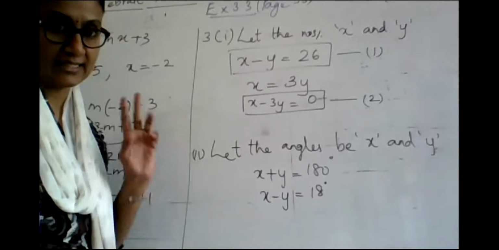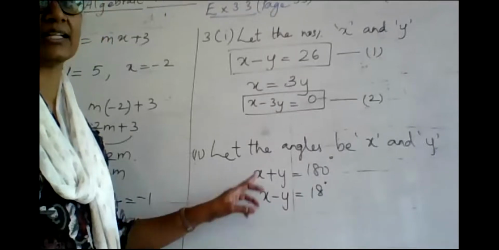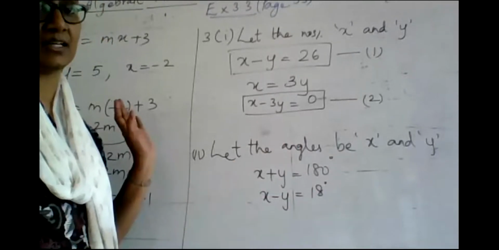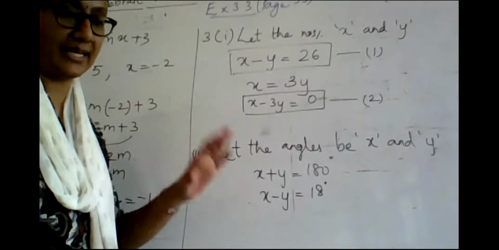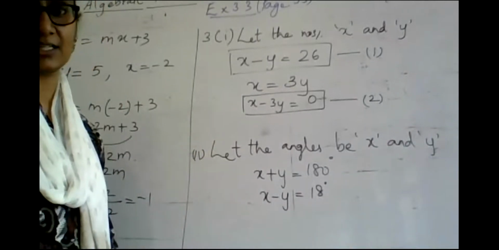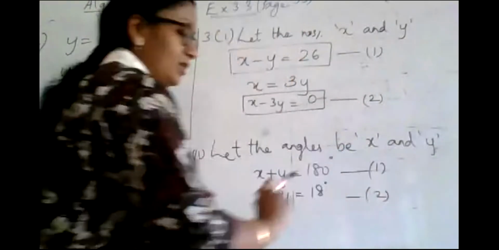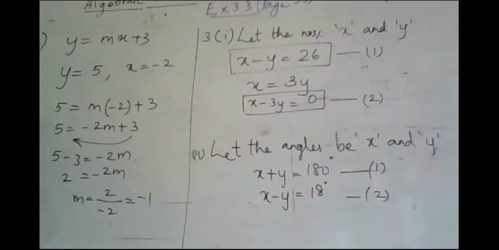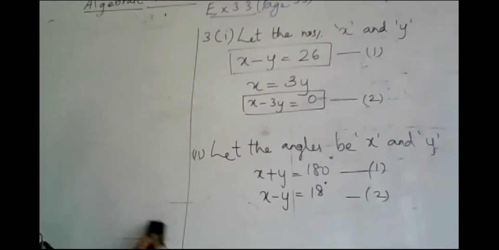The second condition is that one angle is 18 degrees less than the other. That means when I subtract them, their difference will be 18. That's exactly my second condition. So this is my equation 1 and this is my equation 2. Again, you will use the substitution method to solve the two equations. Leave a page there. We are just doing the assumptions and the framing of equations. Solving, I think I can leave it to you.